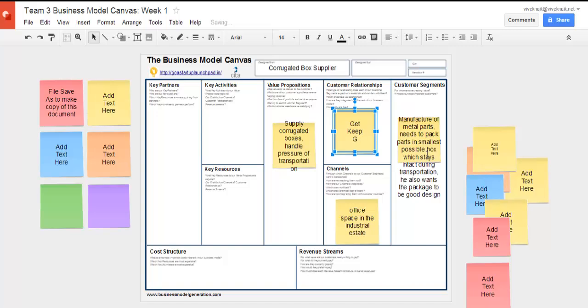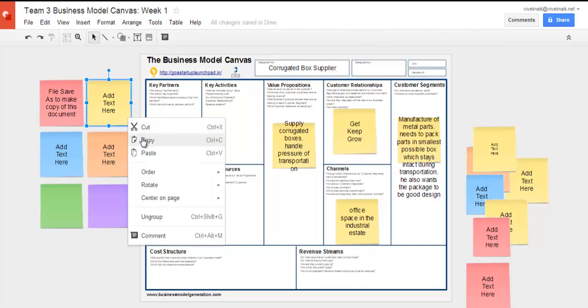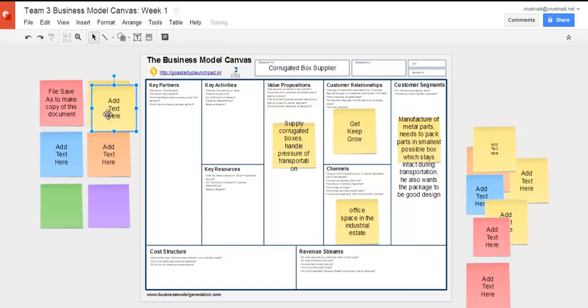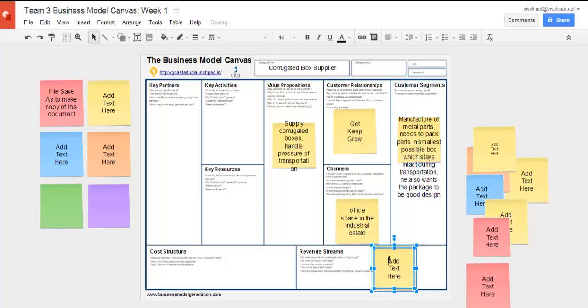So we have get, keep, and grow strategies going over that. And we do all this for profit, right? So what would be our revenue stream? How are you going to make money out of this? So that's what goes in the revenue stream section, and that could be sale of the item, that is the boxes in this case.